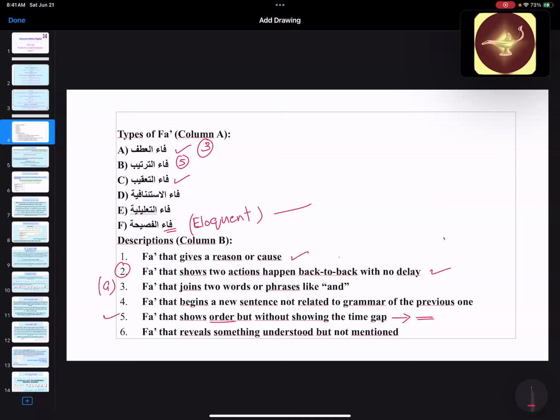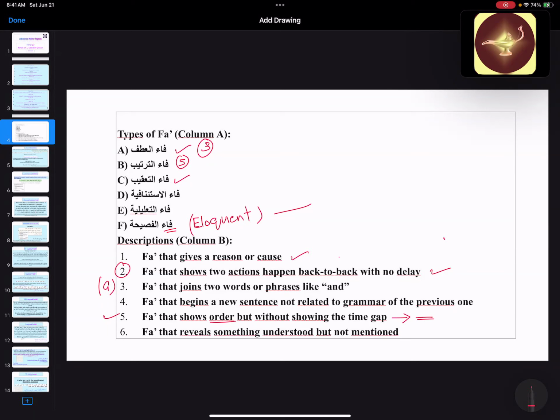Fasiha? No, the one, for example, the number one fa, that gives a reason or cause. So the statement or action that comes after the fa is the reason for the previous statement, the reason of the first action. Okay. That's why we are calling it fa taliliya, because this fa is giving a talil.